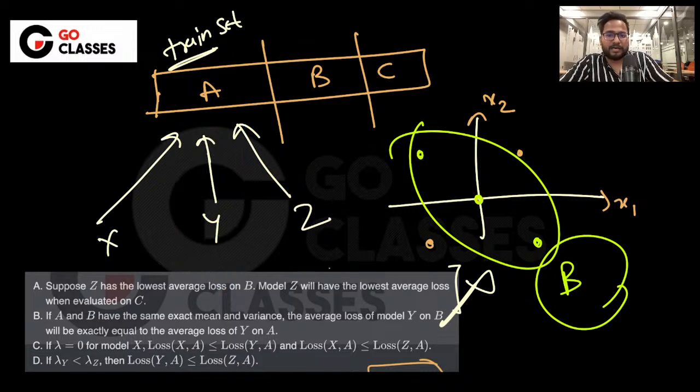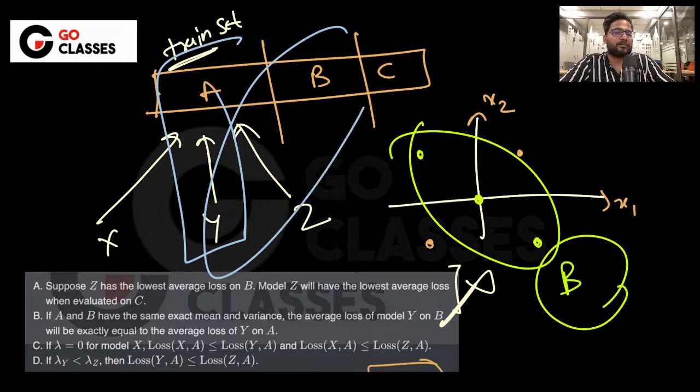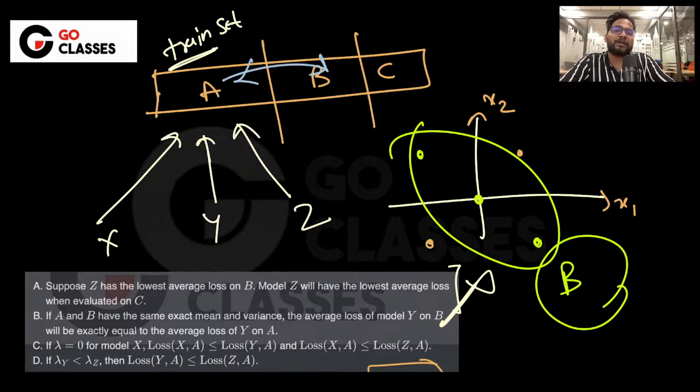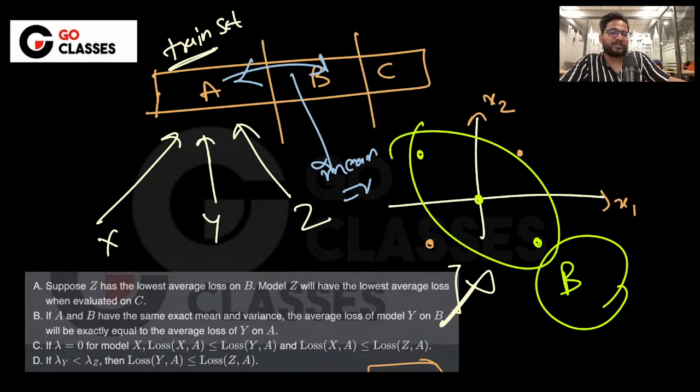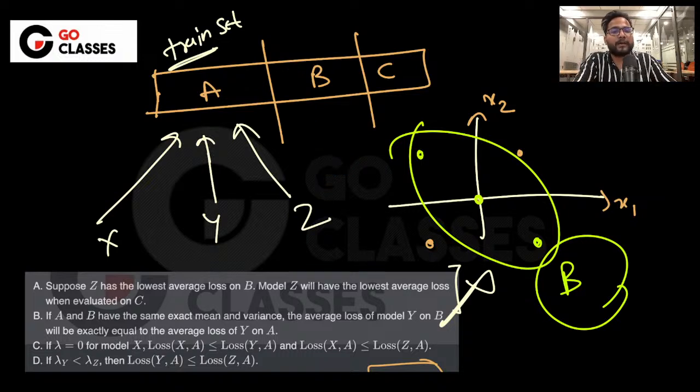No, A is a train set, right? A is a train set. B could be the test set, which is very different from A. A and B could be very different, although their mean and variance are the same. Same mean and variance doesn't mean that they are both the same, right? Just two numbers, mean and variance, can't capture so much information, that the data sets are exactly the same.